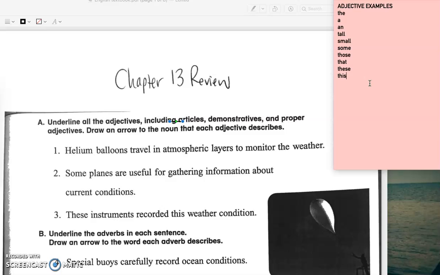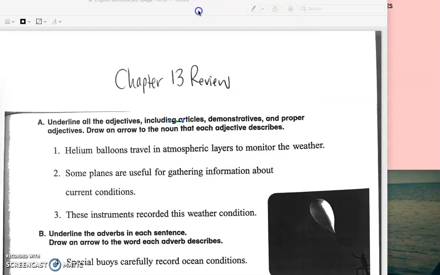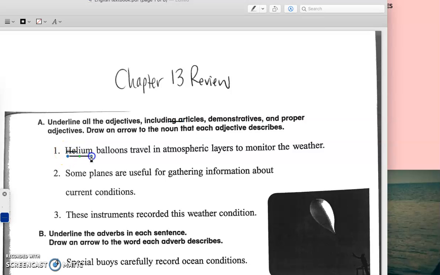So number 1, helium balloons travel in atmospheric layers to monitor the weather. Well, helium describes balloons. Atmospheric describes layers because it answers what kind of layers. And the describes weather. All right.